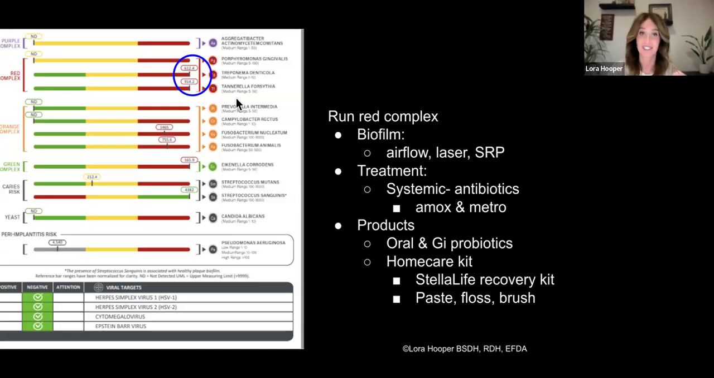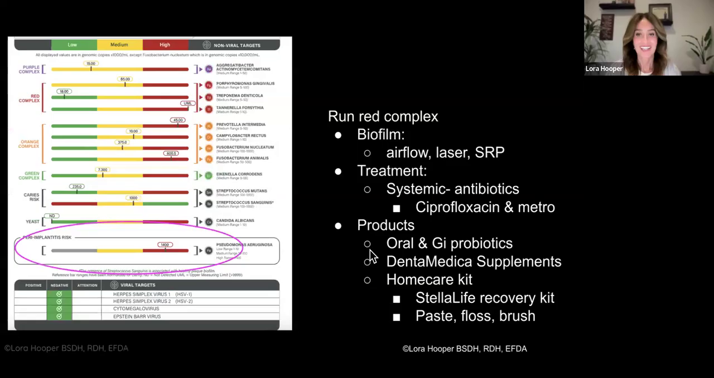And now we need a lot of healing. We have a lot of inflammation, right? We have a more aggressive infection. We're going to use that recovery kit. And then again, your home care kit of paste, floss, brush, whatever you need. Very simple protocol that is super successful. So take a look at that.